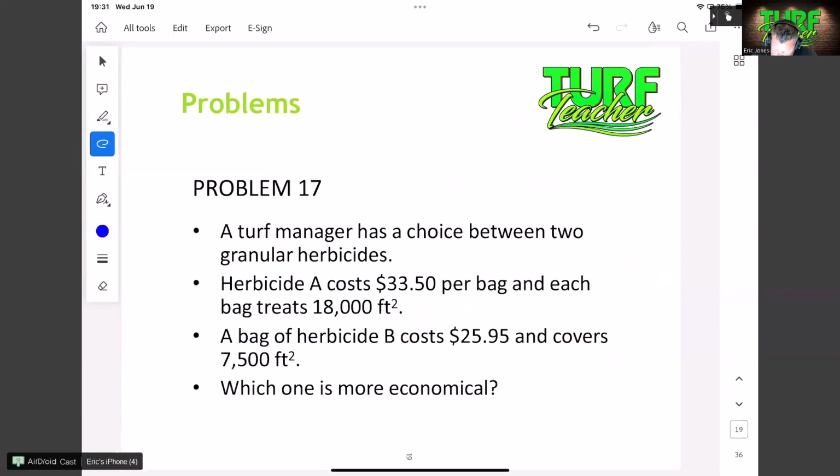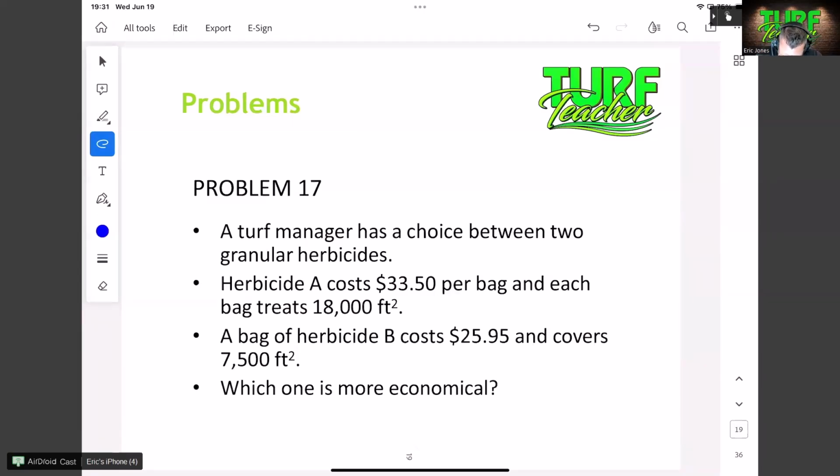Problem number 17. A turf manager has a choice between 2 granular herbicides. Herbicide A costs $33.50 per bag, and it'll treat 18,000 square feet. A bag of herbicide B costs $25.95, covers 7,500 square feet. Which one is more economical?